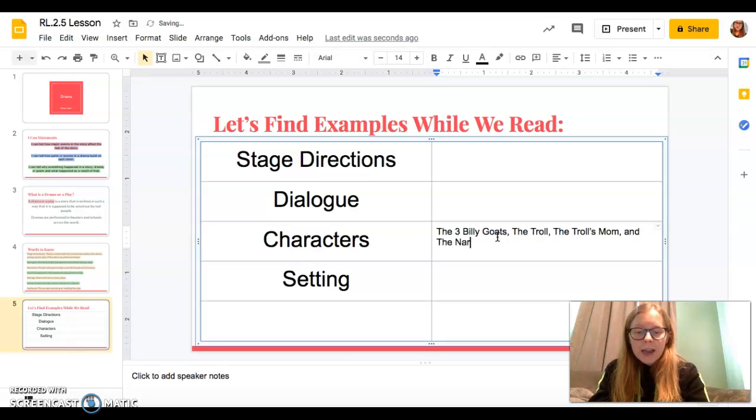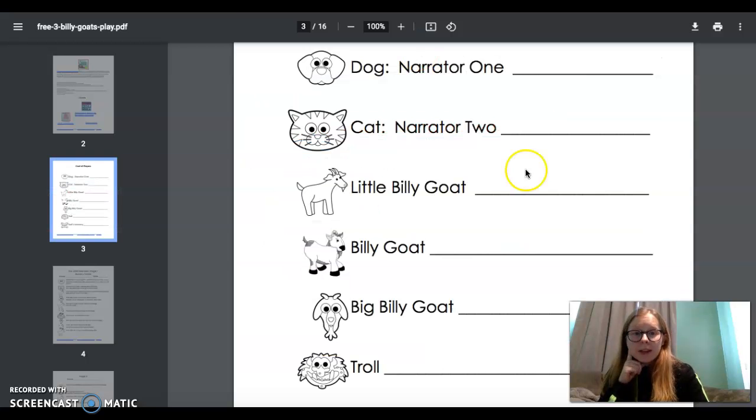So if I were acting this out, boys and girls, I would assign somebody to read or act out each of those characters. So I would write their name next to this, and maybe I would say, Ashton, you're going to be narrator 1. Colt, you're going to be narrator 2.